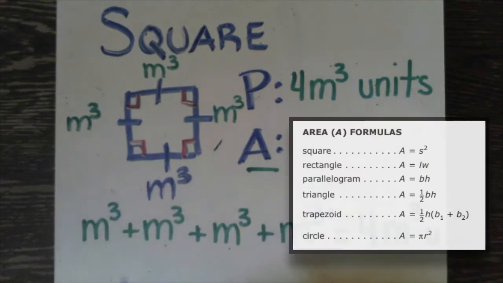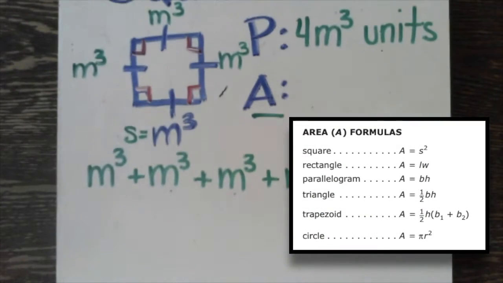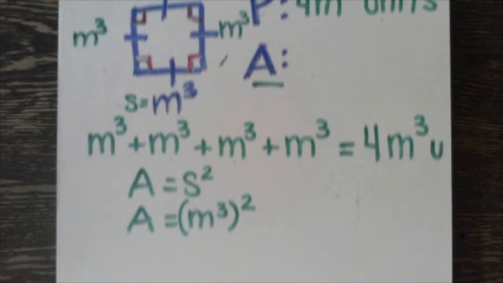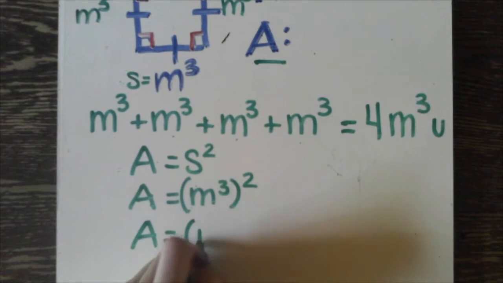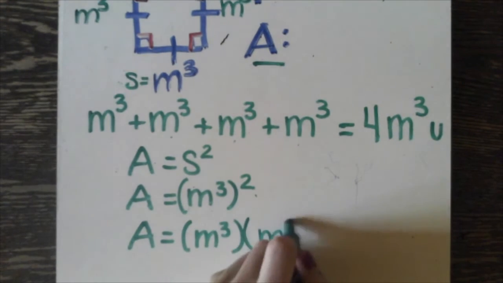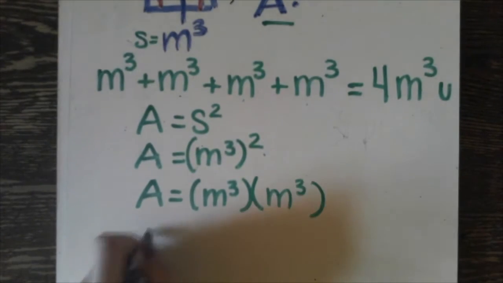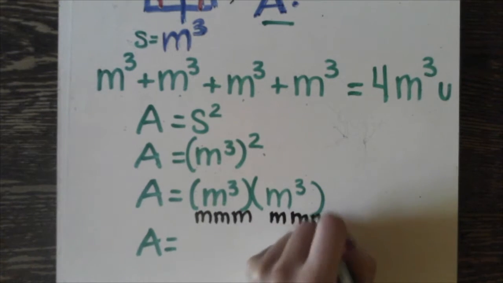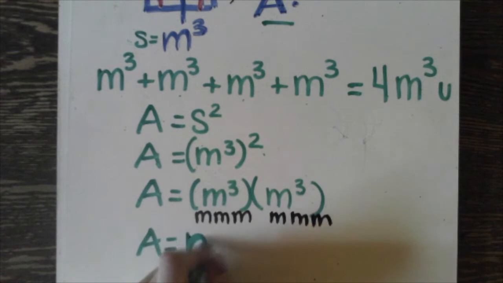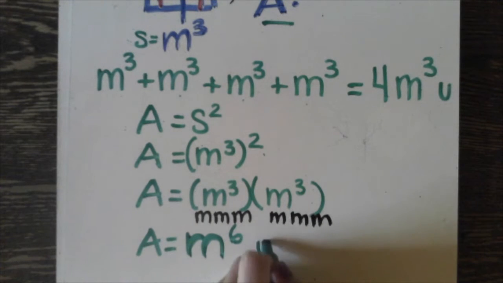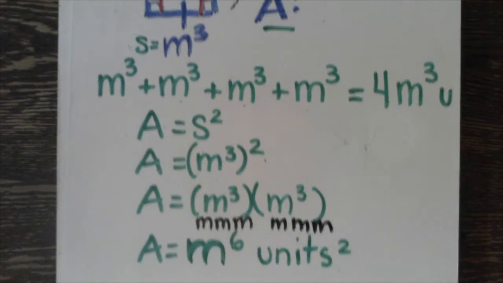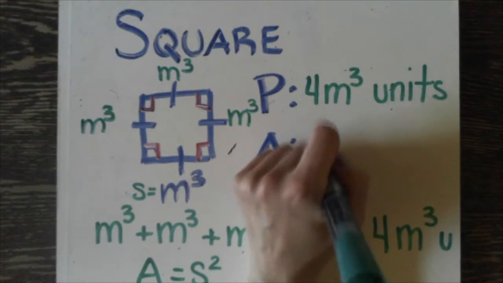To find the area, we are going to use our side, S, as m cubed, so area equals S squared, with S being m cubed, squared. Now I know square means I multiply what's in the parentheses times itself 2 times. So m cubed multiplied by m cubed. Well, I know m cubed is m times m times m, so I write that out for both terms, and I have a total of 6 m's. So my area is m to the 6th power units squared, which I know is not very satisfying, but here you go.